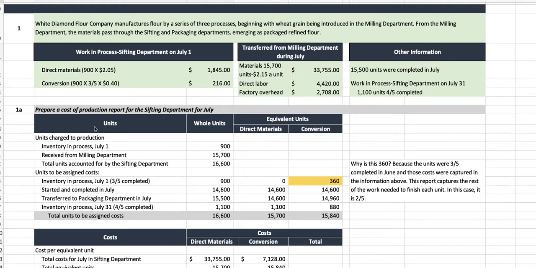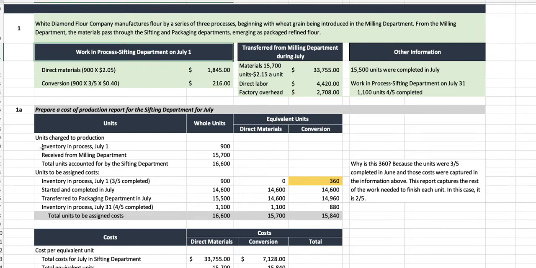So the first part of the cost of production report is to really calculate all of the units. So this first piece here is all about units. We don't really care about cost at the moment. We have 2 sections. One is the units charged to production, and then this one is the units to be assigned costs.